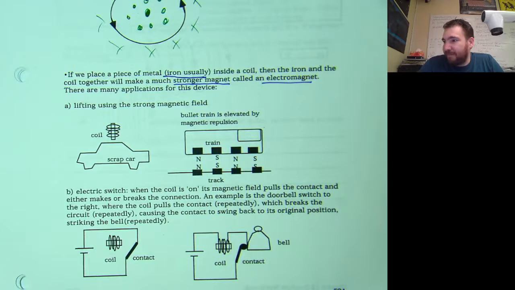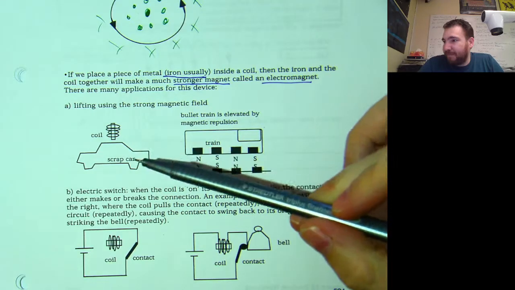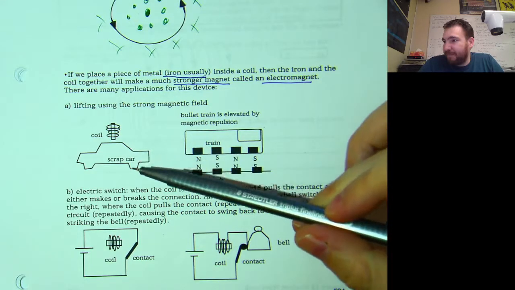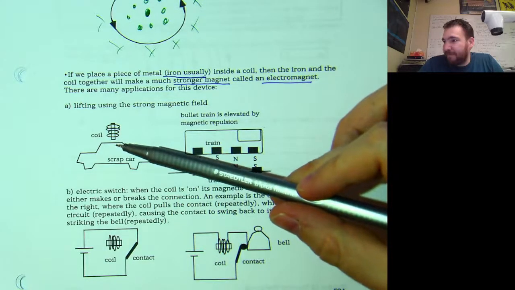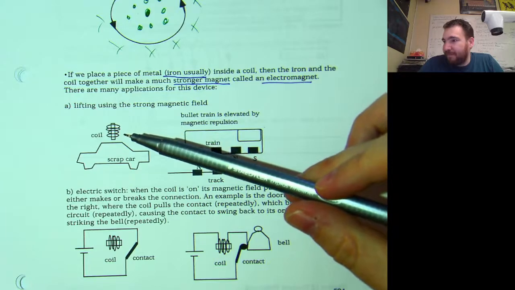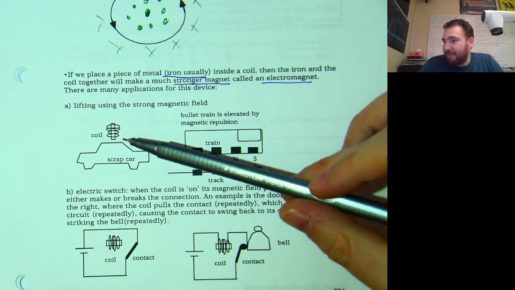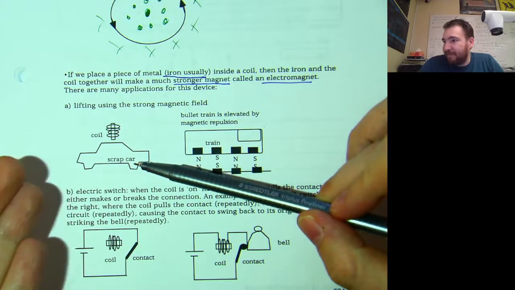So applications of these things, you've seen them before. If you've never seen Gone in 60 Seconds, that to me is the classic car movie where we're lifting cars and junking them. Everyone needs to see Gone in 60 Seconds. It's like Nicolas Cage's greatest movie. Scrap car being lifted by an electromagnet.